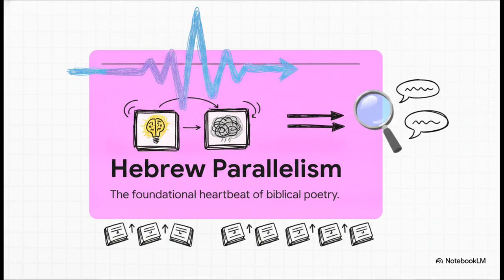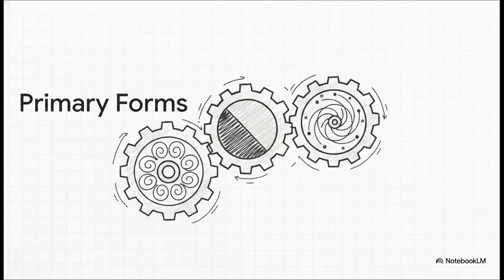Because instead of rhyming sounds, which is what we typically expect in Western poetry, Hebrew poetry rhymes ideas. It deliberately pairs lines of text so they echo, contrast, or build upon one another. Now, to truly train our eyes to see this underlying architecture, we need to break it down into three pieces. There are three primary forms of parallelism that make up this textual root.